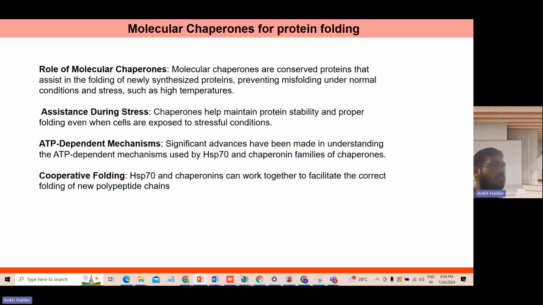Then, assistance during stress: the chaperones help maintain protein stability and proper folding even when cells are exposed to stressful conditions. Significant advances have been made in understanding the ATP-dependent mechanism used by the HSP70 and other chaperone families. And then cooperative folding: HSP70 and other chaperones can work together to facilitate the correct folding of new polypeptide chains.